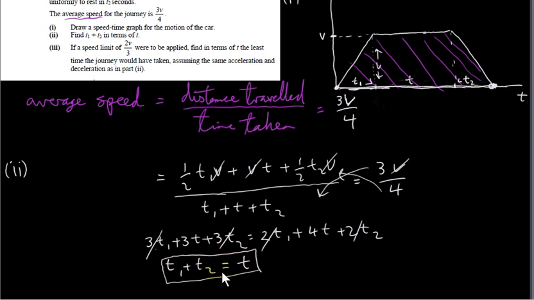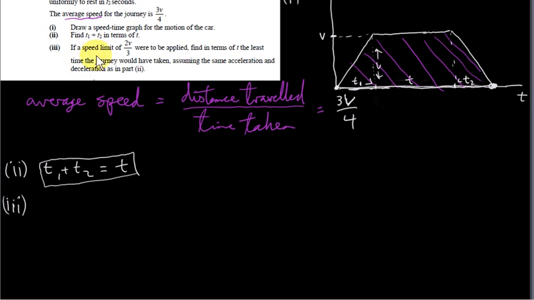So that's what we have to do. We have to get t1 plus t2 in terms of t. It's actually equal to 1t. If a speed limit of 2v over 3, that's actually 2/3 of v, were to be applied, find in terms of t the least time the journey would have taken, assuming the same acceleration and deceleration as in part 2.